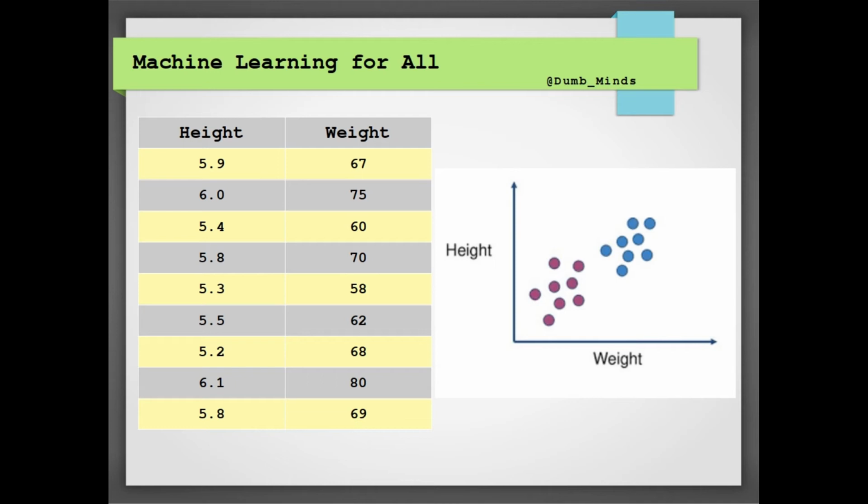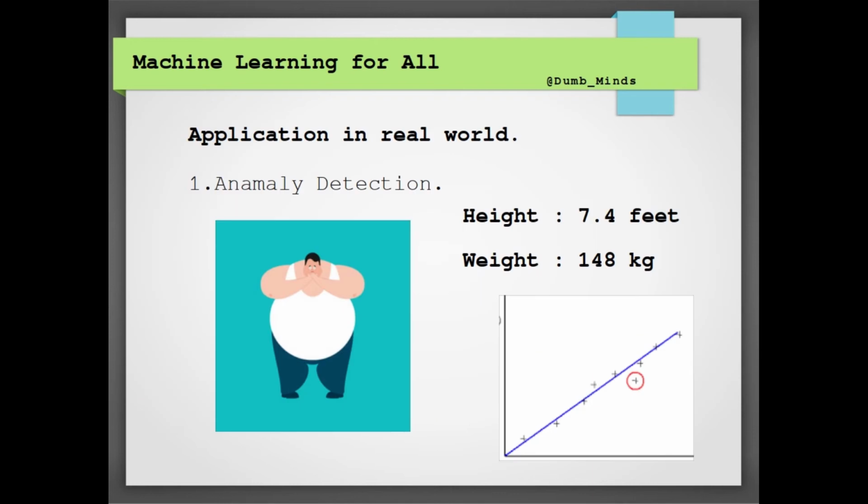Unsupervised learning can also be used in many fields, like anomaly detection. Anomalies are rare items which raise suspicion by differing significantly from the majority of the dataset. Let's take an example. There is a man who might have some abnormal growth, like a height of 7.4 feet and weight of 148 kilograms. This person has a rare condition that makes him separate from the remaining group. If you see the graph of this, you can see the point is away from the main group. So this is an anomaly.